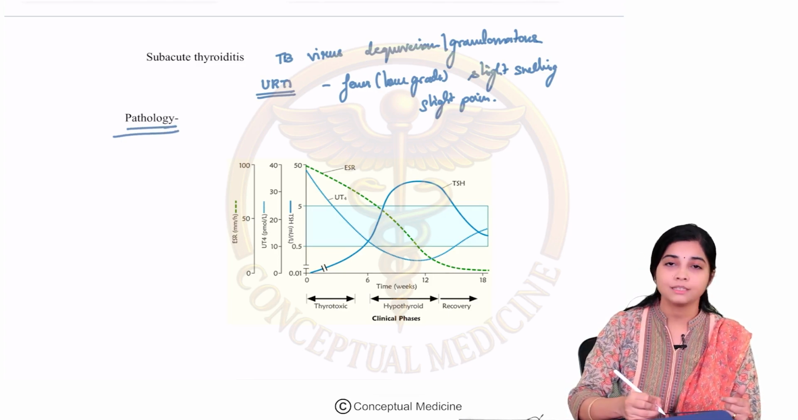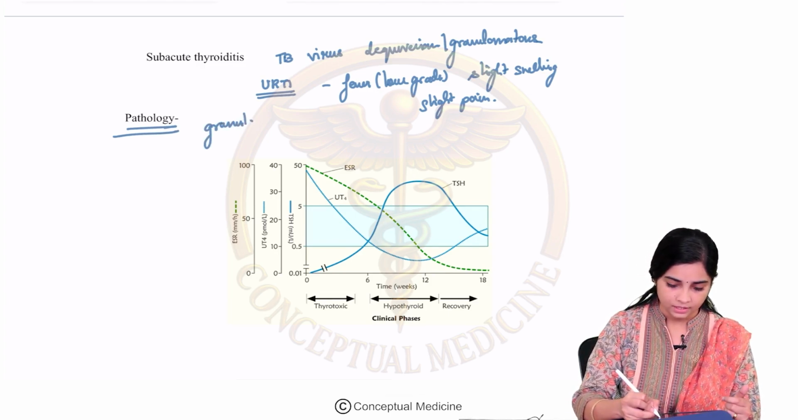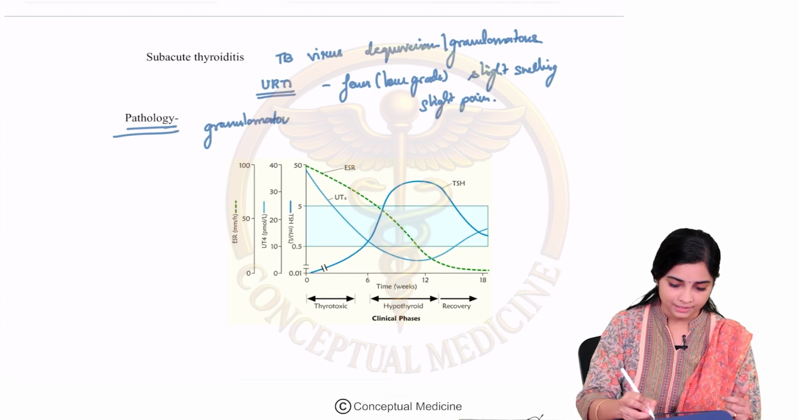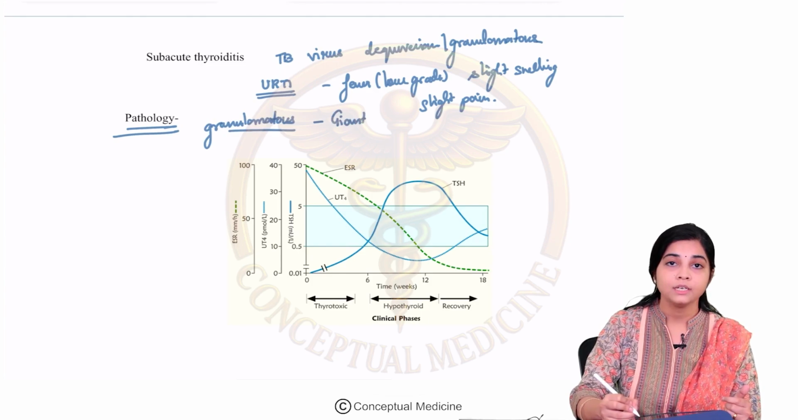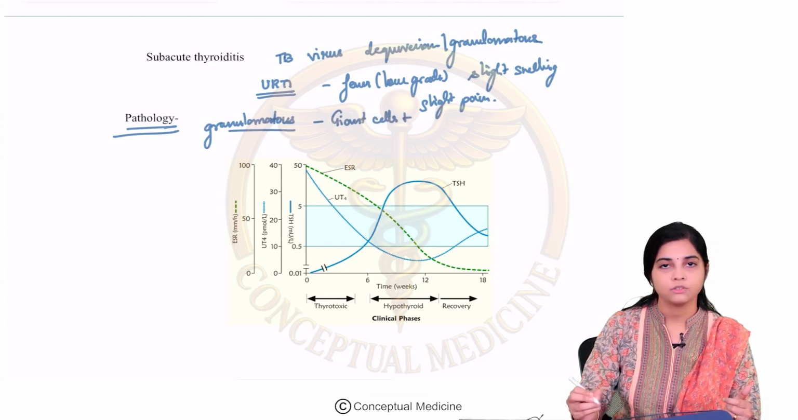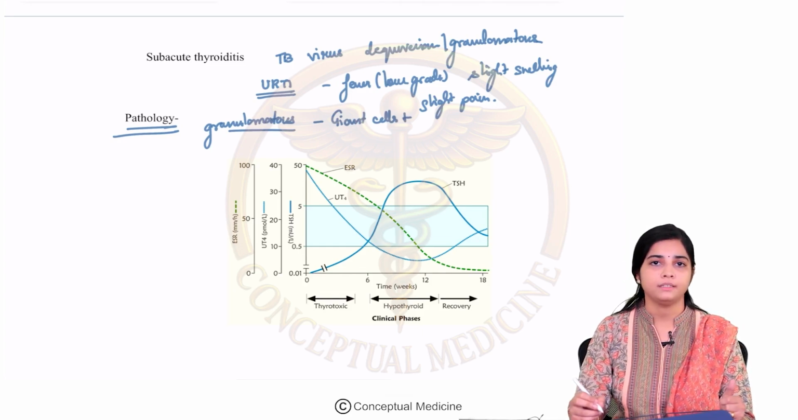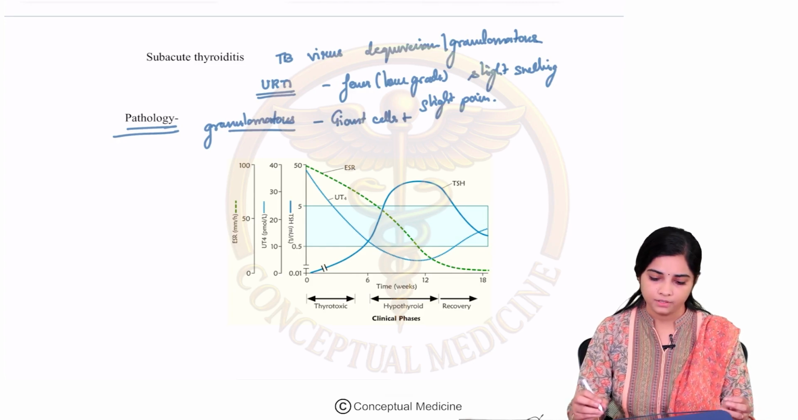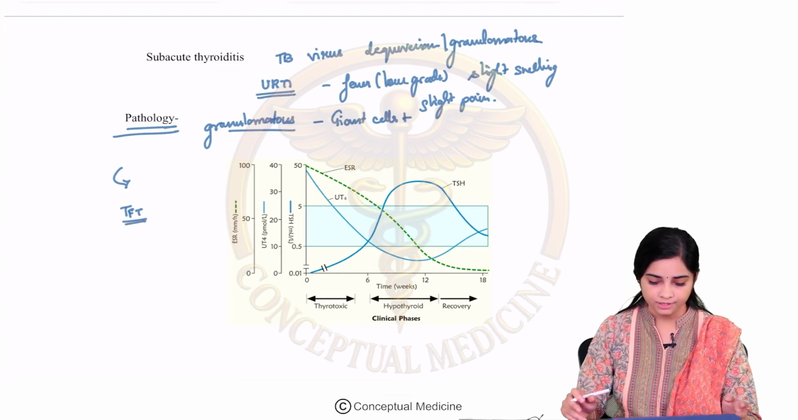In your de Quervain thyroiditis, what is the pathology you will find? As the name suggests, it's also called granulomatous thyroiditis. You will find a dense inflammatory infiltrate with multinucleated giant cells. So what do you see on your thyroid function test?